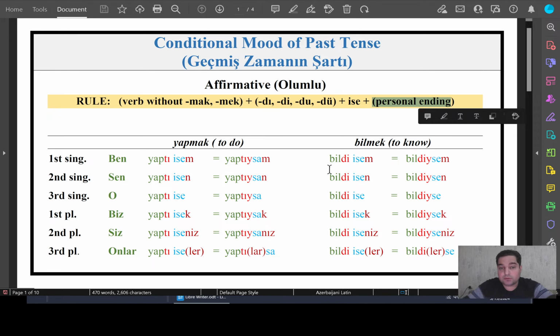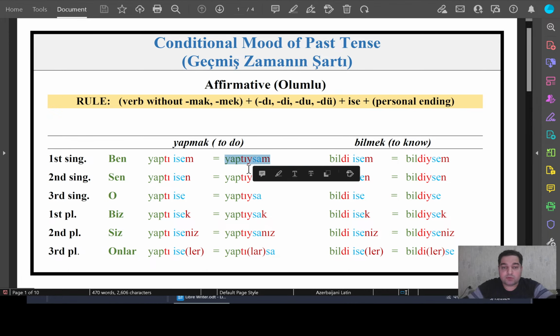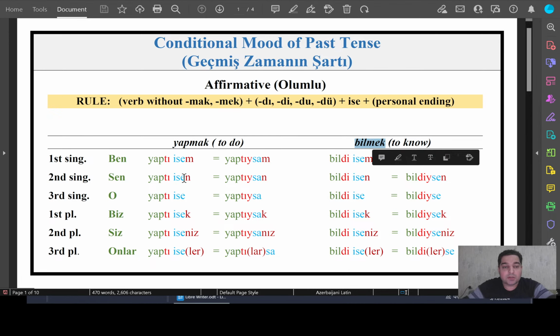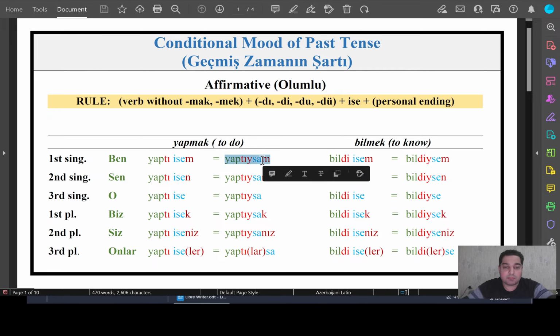But here you have to be careful about the fact that you have to combine them, okay? They're never used in this kind of separate ise format. You always have all of this combined into one word, as you see, for example, here and here and here, okay? So here we have two verbs as an example, yapmak and bilmek. So let's start with yapmak. Just you have t here, right? Yaptı, ise, and the person ending m. So how do you combine it? It becomes yaptıysam.